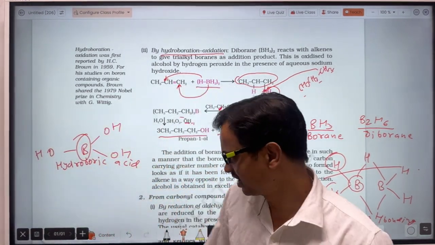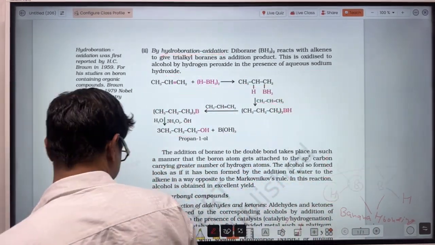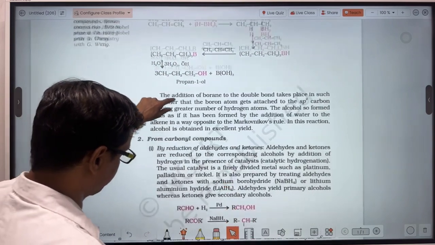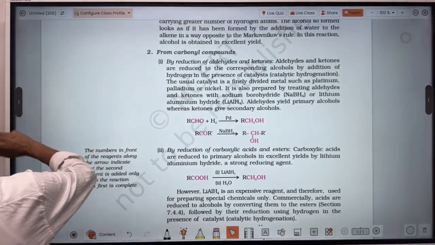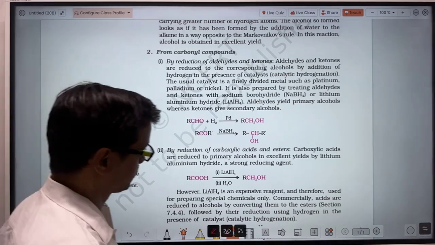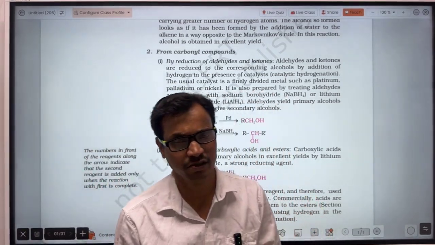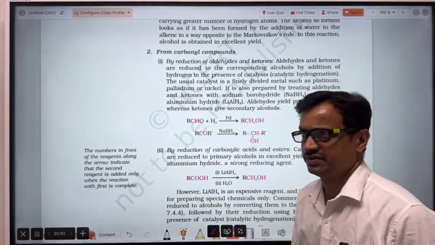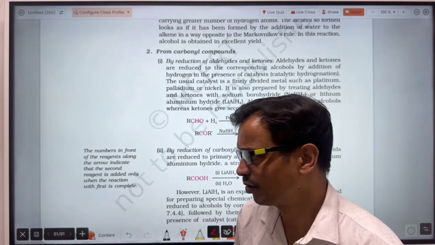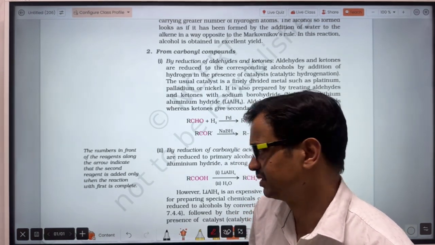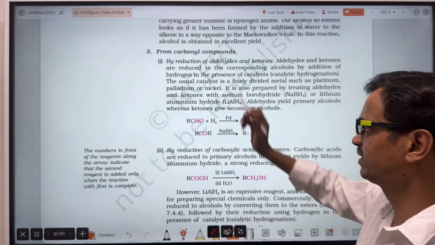Okay guys, now let's see the next question: the next method of preparation by carbonyl compounds. The aldehyde, ketone and carboxylic acid are called carbonyl compounds. How do they react? How do we prepare?